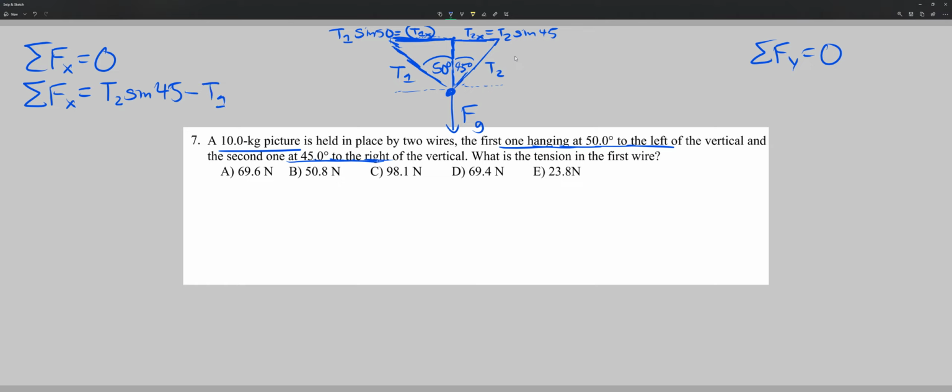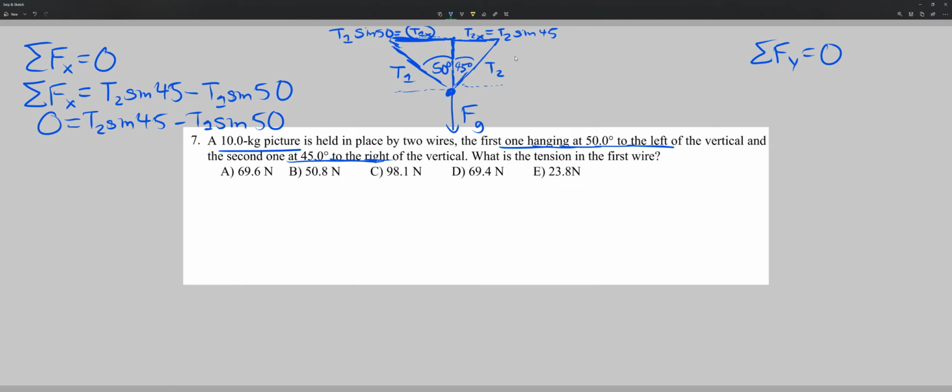minus T1 sine 50. We're subtracting this because this is my horizontal vector acting in the opposite direction. That's what it should look like for my net force in the x direction: T2 sine 45 minus T1 sine 50.